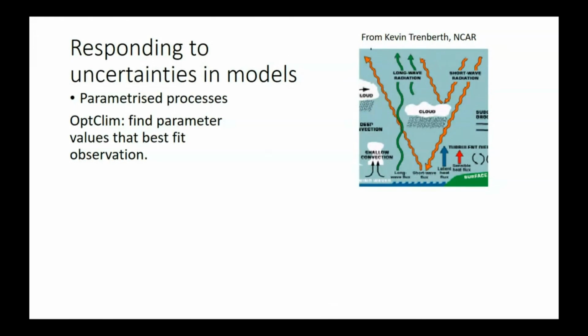On the right-hand side, you see the role of cloud in changing the short-wave and long-wave radiation. And that radiation is something which can be measured from satellites. And so our first use of OPTCLIM was to look at the observations of long-wave and short-wave radiation as global averages and tune model parameters in order to fit those observations.